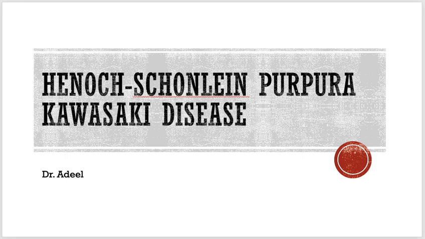These two conditions, the names are quite long, but the conditions are quite simple and very easy to understand. One is HSP, which is also Henoch purpura, and one is Kawasaki disease. Now, just to tell you as an overview, these conditions are classified as vasculitis or vasculitides, in which there is inflammation of the small vessels.